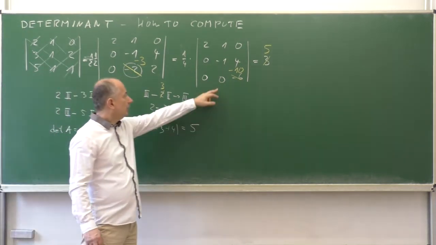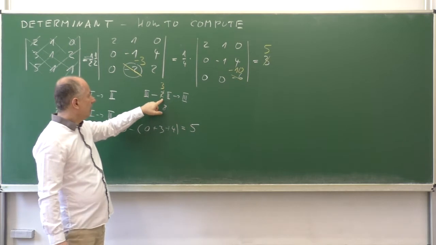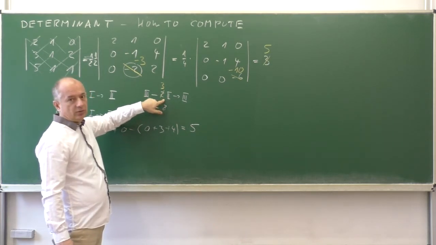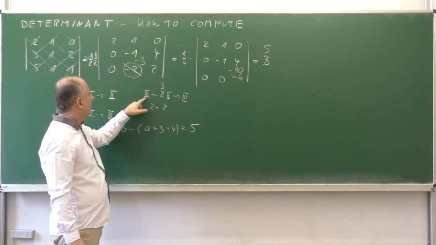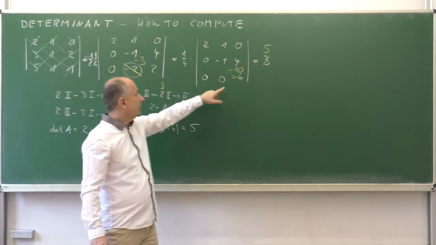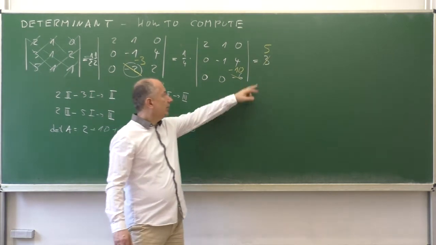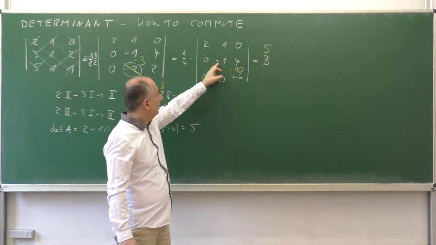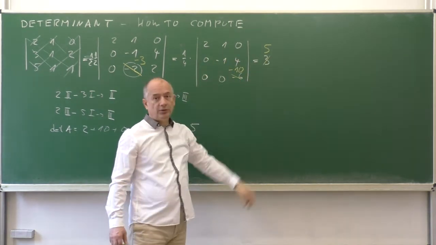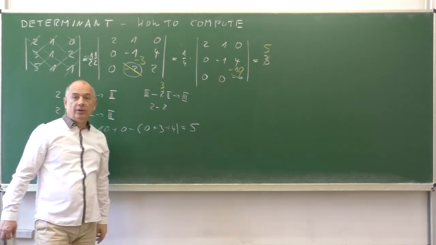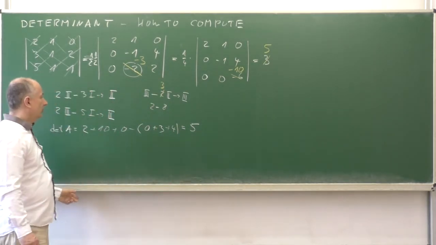And then to get 0 here, we must take 3 times the second row to subtract from the third row, and then we get minus 10 instead of minus 6, and then the result is 20 divided by 4, which is 5, which is in agreement with the other way how to compute this determinant.